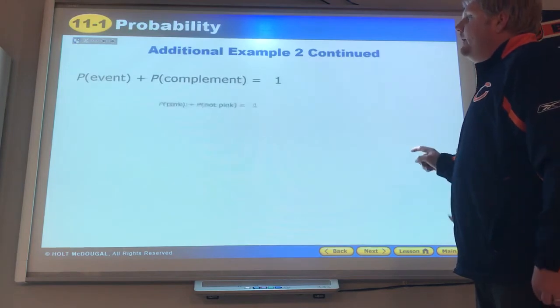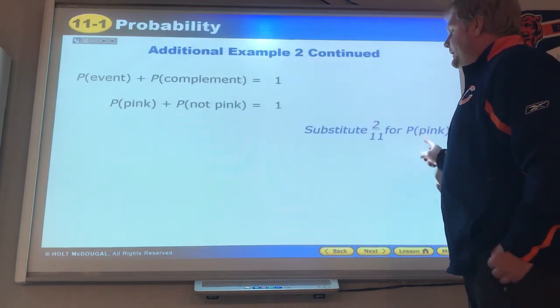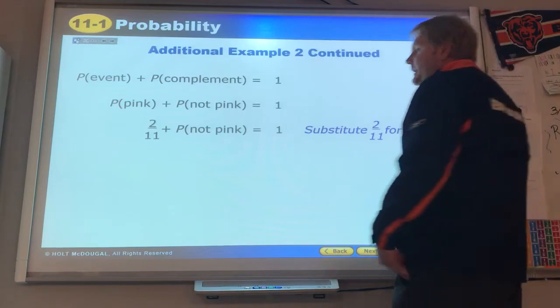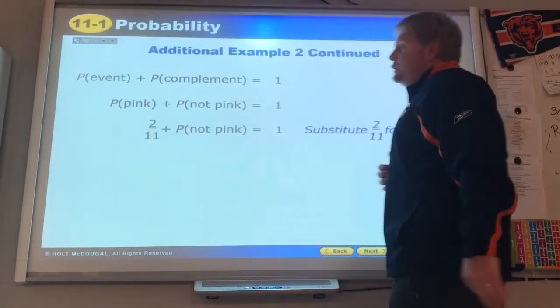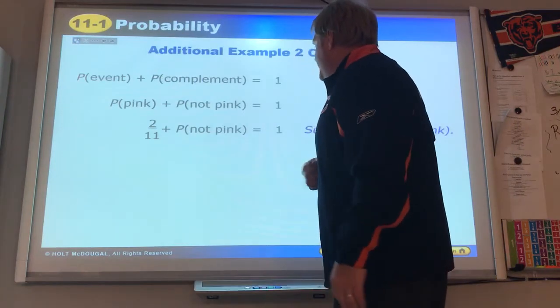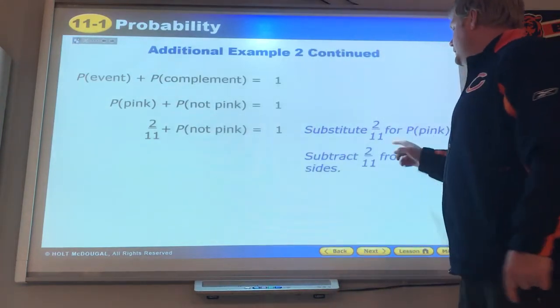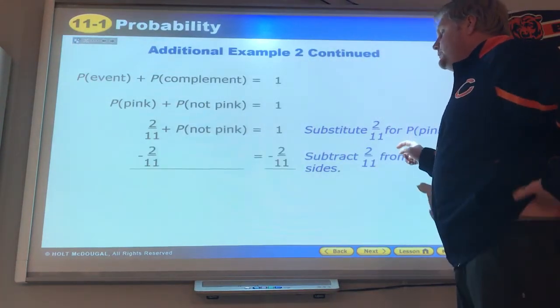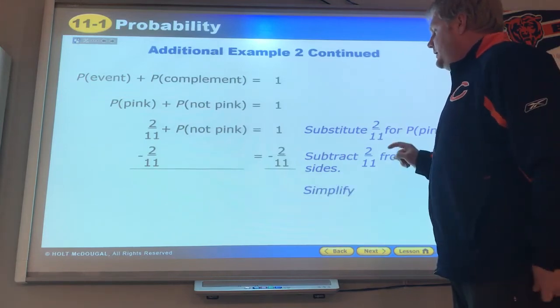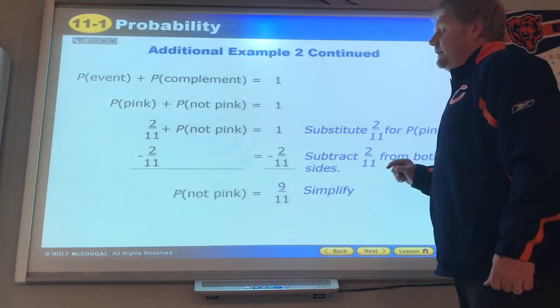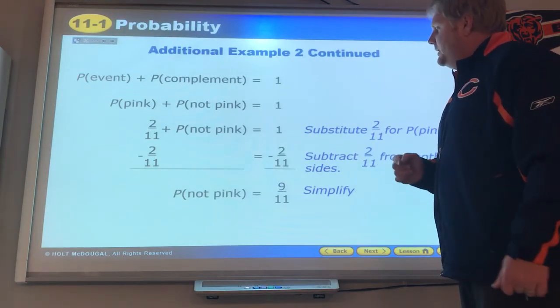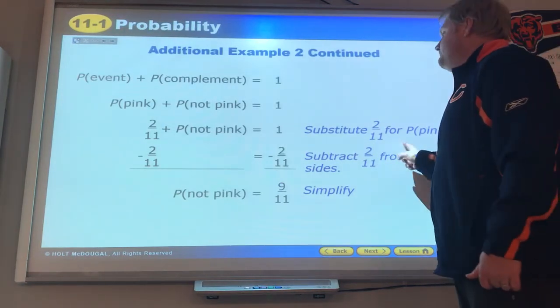So, pink or not pink? They told us pink was 2 out of 11. Not pink is the rest. So 2 11ths plus the not pink is 1. So we subtract 2 11ths from each side to get that variable all by itself. Inverse operations. Not pink is 9 11ths.